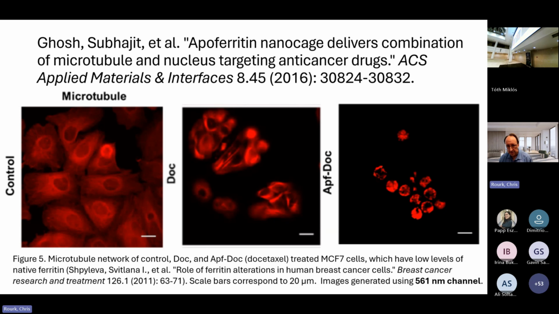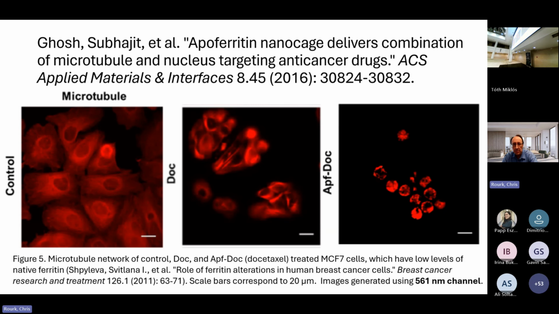Here we have apoferritin and docetaxel. And it's a marked difference in fluorescence. But is that due to the apoferritin being an effective carrier, or is it the apoferritin contributing? We don't know, because apoferritin and microtubules in vivo is an uncontrolled variable. And this is why uncontrolled variables are bad. They affect your ability to make any conclusions as to that point.